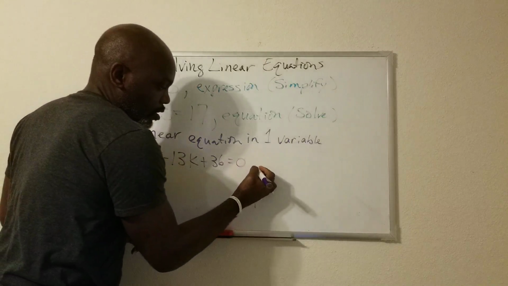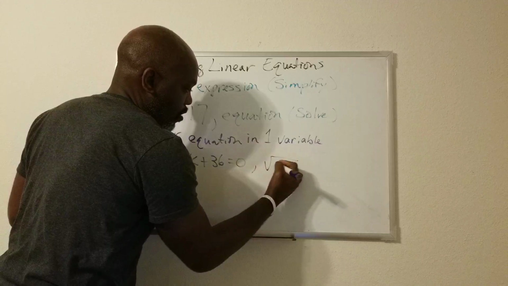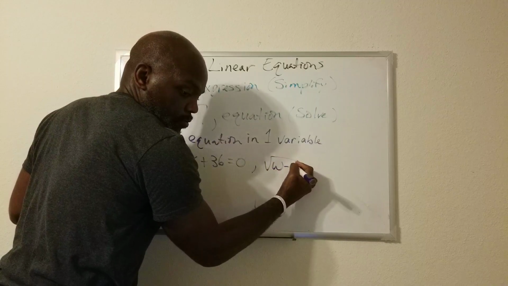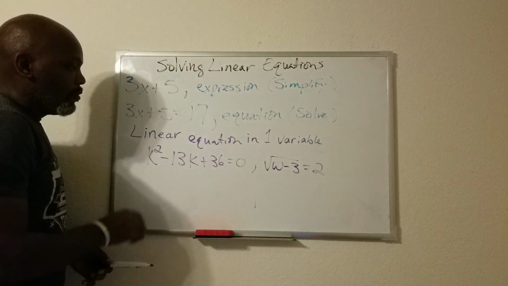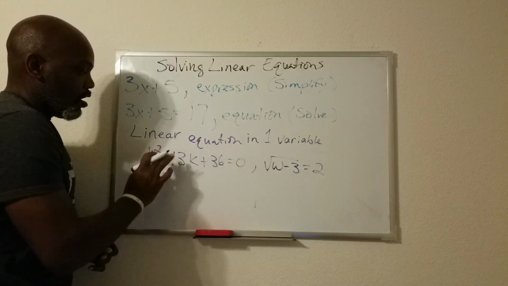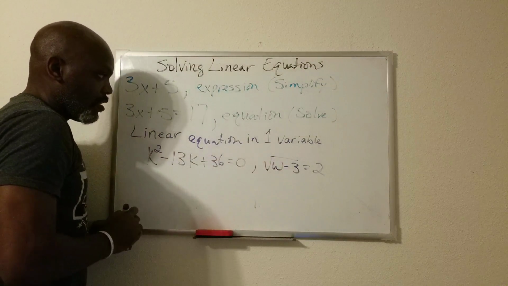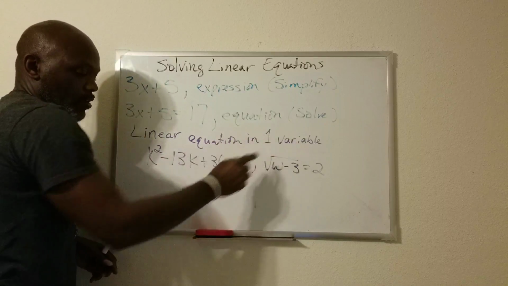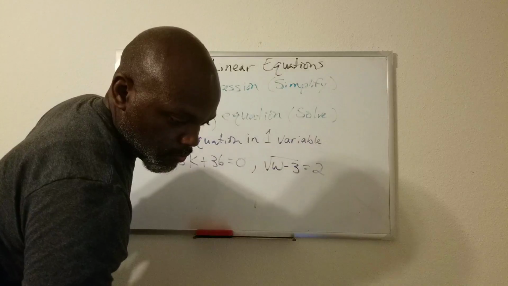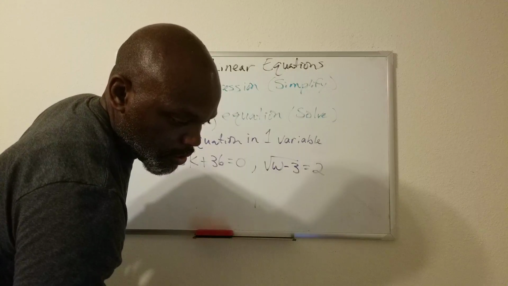Another way to write it is the square root of w minus 3 equals 2. All right, so here are some examples. We're not going to solve those just yet, but those are examples of linear equations in one variable, and we'll talk about that in a different lesson.